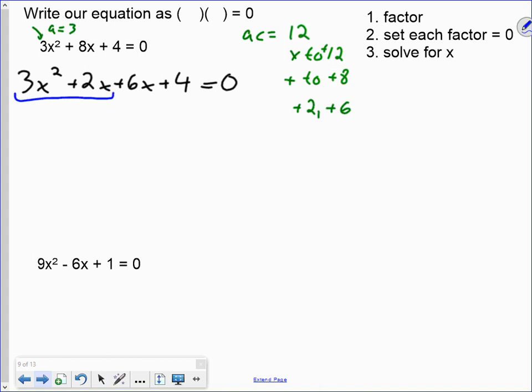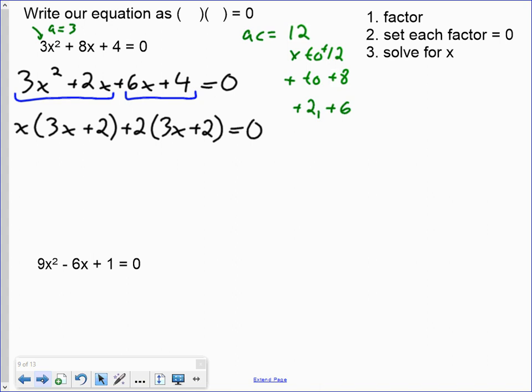Now we can factor by grouping. What's common to our first two terms? The x is common, so we'll have 3x plus 2. What's common to our next two terms? 2 is common, x plus 2, and this is all still equal to 0. Oh, sorry, I forgot my 3. It's got to be a 3x plus 2, because 2 times 3x gives me 6x, 2 times 2 gives me 4. Okay, now we can see that our 3x plus 2 is common to those two terms, so we can factor out 3x plus 2.